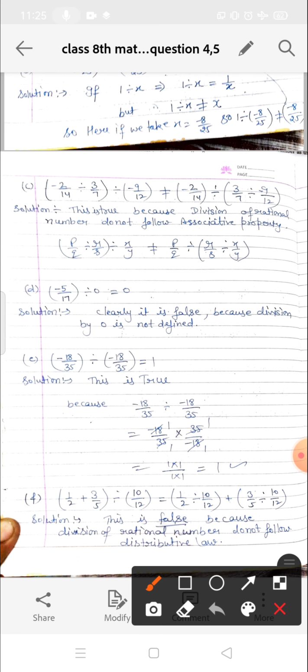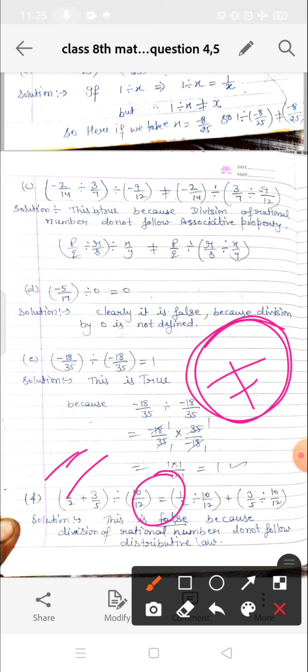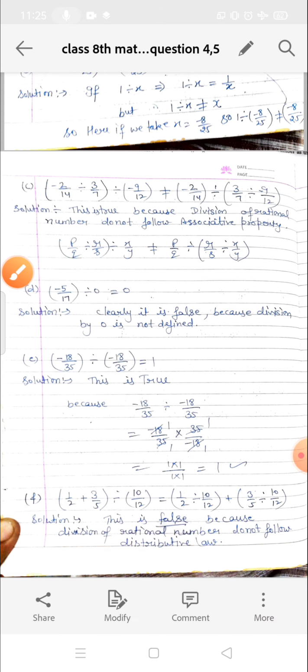distributive property in case of division, and we know that distributive property in case of division is not followed. So this should be a not equal sign, but the given sign is equality, and we have to put a not equal sign here. So we can say that this is a false statement. So this is the solution of your fifth question.